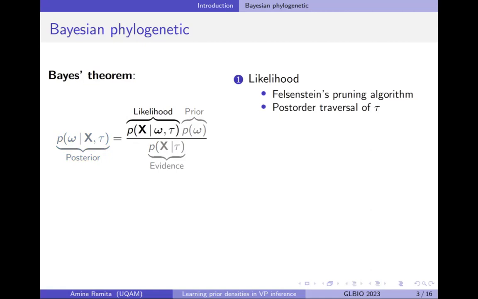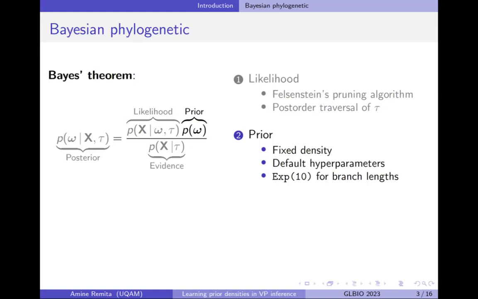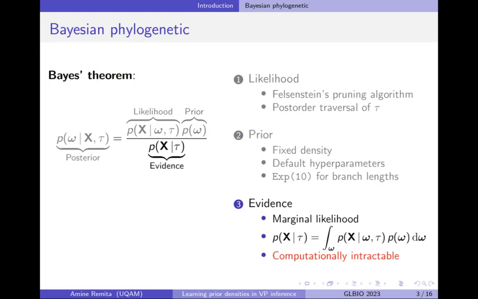First, the likelihood is evaluated using Felsenstein's pruning algorithm, which is a post-order traversal algorithm. Second, the joint prior density is represented by independent and fixed distributions over the parameters. Usually, in Bayesian phylogenetic software, we use default hyperparameters for prior distributions, such as the exponential distribution with a rate of 10 for each branch length of the tree. Finally, the evidence, also called the marginal likelihood, is calculated by marginalizing the joint probability of the data and the parameters over the values of all the parameters.